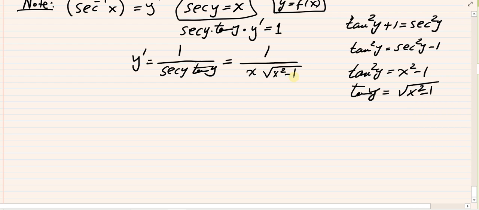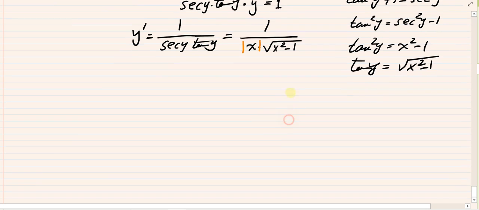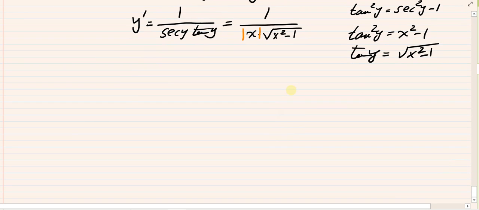Now here's the justification for what becomes the absolute value in here, and the reason is this, because if you look again at the range of secant, let me draw my circle again.